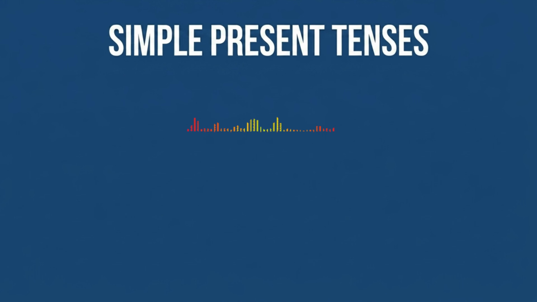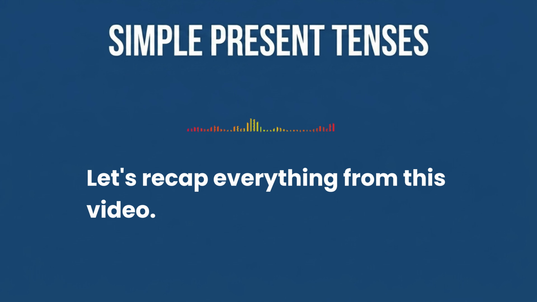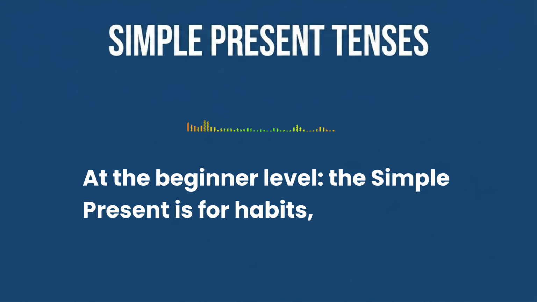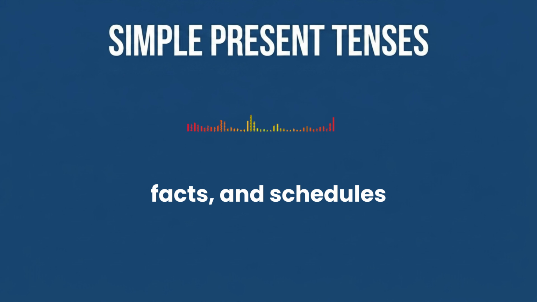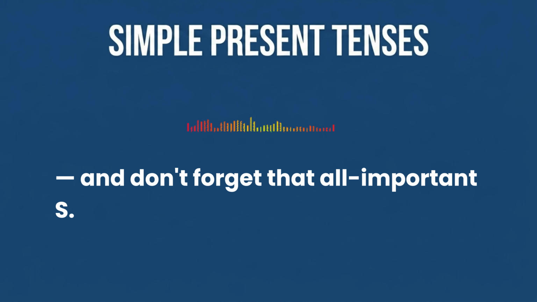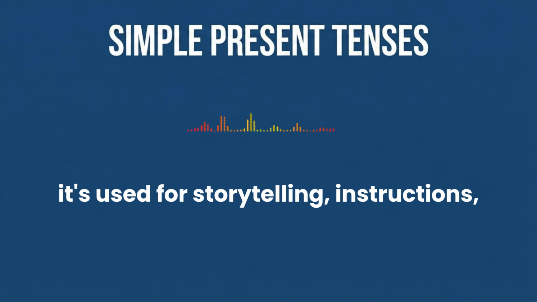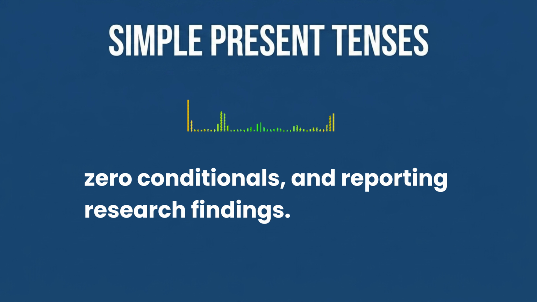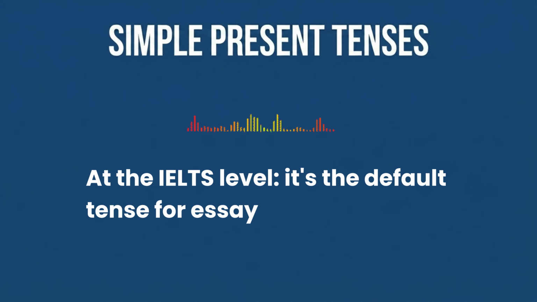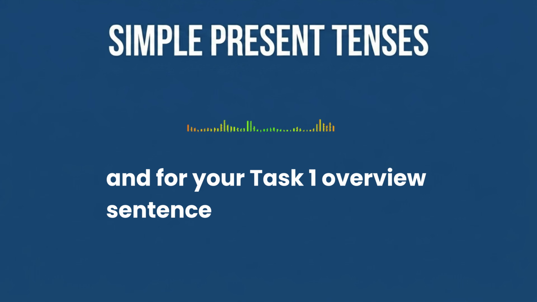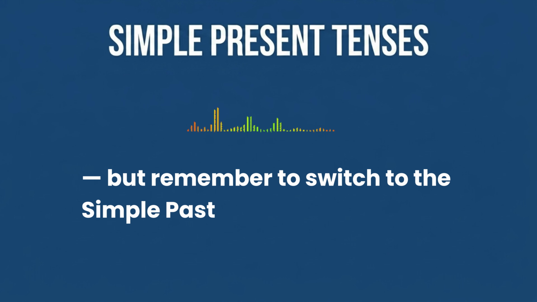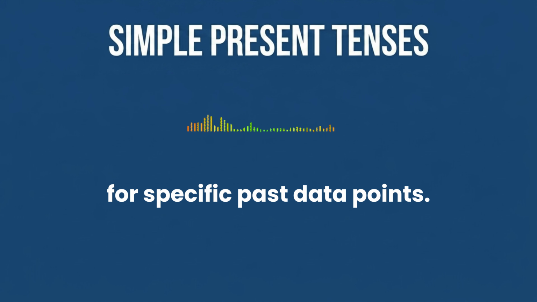By the way, let's recap everything from this video. At the beginner level, the simple present is for habits, facts, and schedules. And don't forget that all-important S. At the advanced level, it's used for storytelling, instructions, zero conditionals, and reporting research findings. At the IELTS level, it's the default tense for essay arguments and general claims, and for your Task 1 overview sentence. But remember to switch to the simple past for specific past data points.